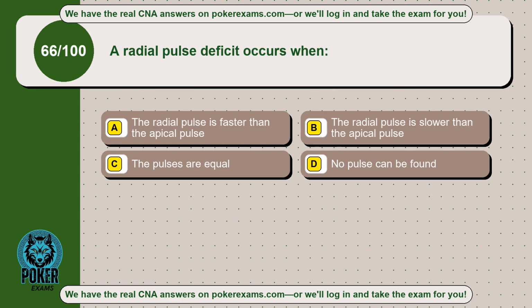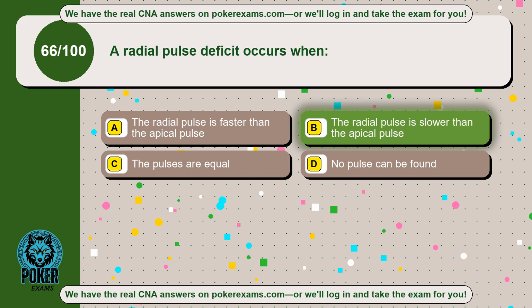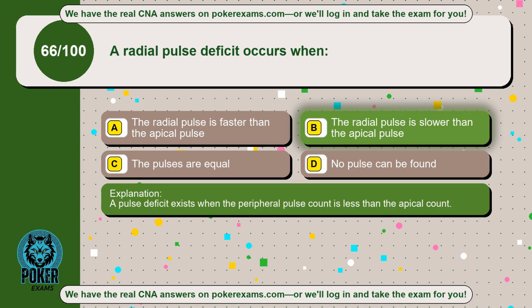Question 66. A radial pulse deficit occurs when: Option A. The radial pulse is faster than the apical pulse. Option B. The radial pulse is slower than the apical pulse. Option C. The pulses are equal. Option D. No pulse can be found. The correct answer is option B. The radial pulse is slower than the apical pulse. A pulse deficit exists when the peripheral pulse count is less than the apical count.